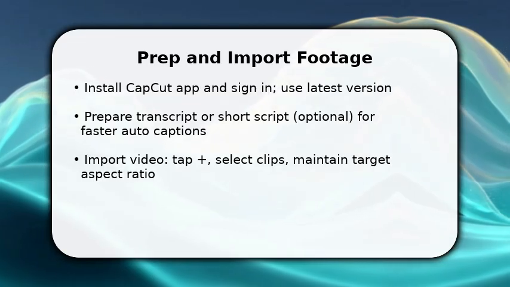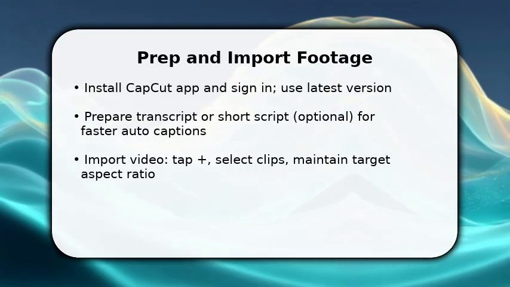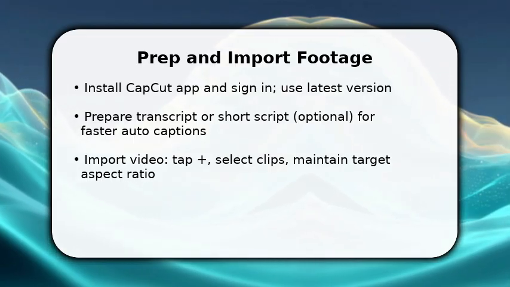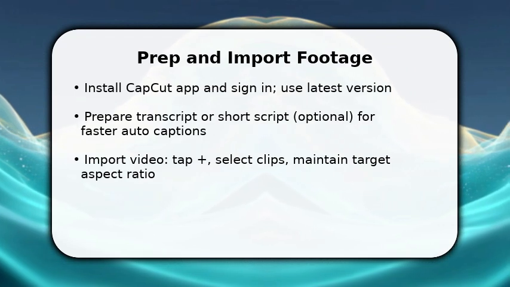Make sure audio is clear. Noisy tracks reduce recognition accuracy. Once your clip is on the timeline, scrub to confirm start and end points. Then proceed to the Auto Captions tool to generate the first subtitle draft.